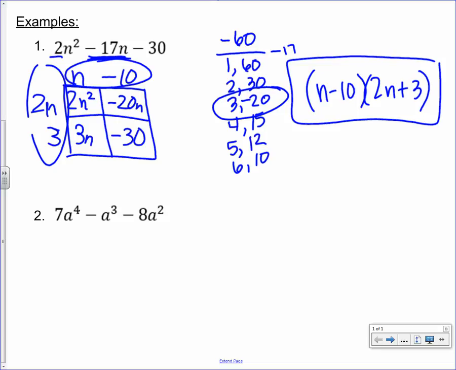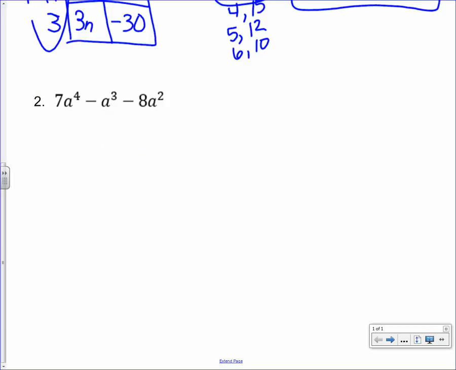Okay, so if we factor out a squared first, we'll have a squared times the quantity, what's left? 7a squared minus 8. So now, since the number in front of a squared is not 1, we have to go 7 times negative 8, so negative 56, that add up to a negative 1, because that's the middle term.